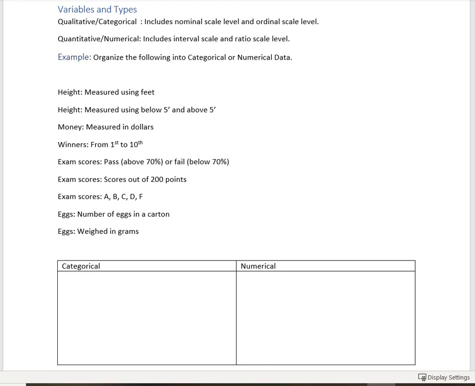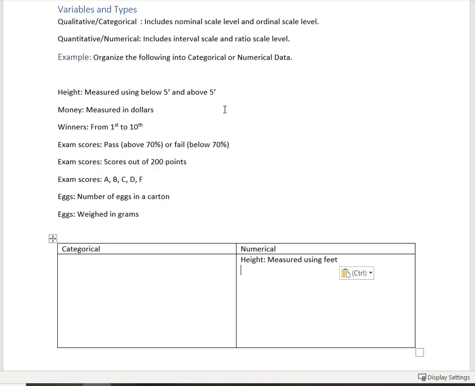Now, as an exercise to make sure that we understand which type of variables go where, we are going to organize the following into categorical or numerical data. So if we measure height and we measure it using feet, that's going to be an interval scale, aka that's going to be numerical since we're measuring it using numbers. So height in feet is going to be numerical.